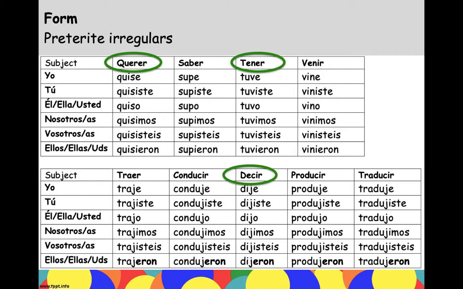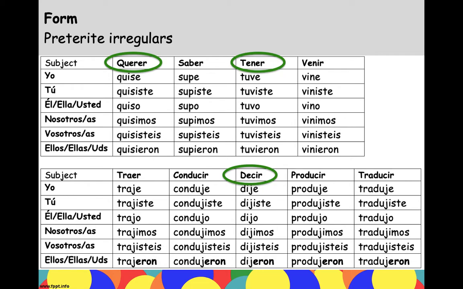Tener is a really important one, so I would definitely try and learn this. The verb to have, of course. Tuve, I had. Tuviste, you had. Tuvo, he or she had. If you're struggling with learning the whole pattern, you could just focus on learning the I and the we forms, because you're usually going to be telling a story or talking about yourself, or you and your friends, or you and your family. So the I form, I had, tuve, and the we form, tuvimos, we had, are probably the most important two to learn if you're struggling with learning all six.